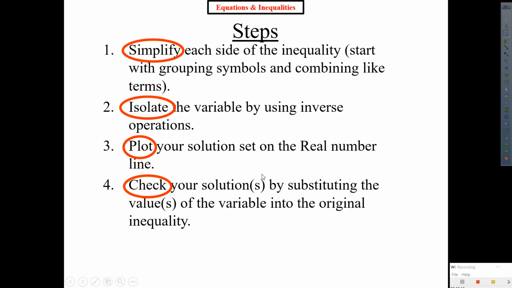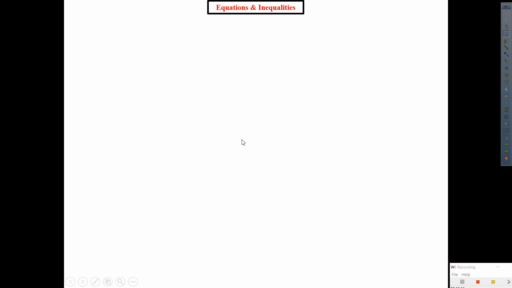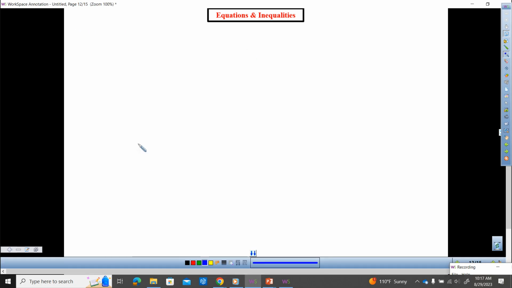Once again, simplify, isolate, plot, and check. We're going to be doing that today, okay? Now, the graphing portion of inequalities has given people a hard time in the past. I don't know why, but today I want to address that. So on your paper, I want you to write inequalities. Let's start with that to clarify before we get into the compound inequality for today.